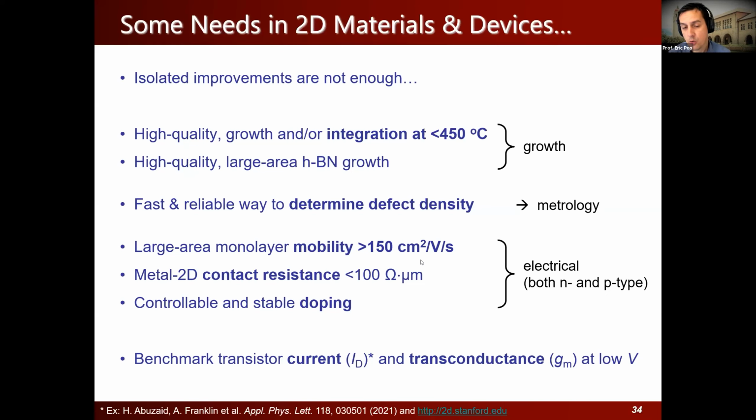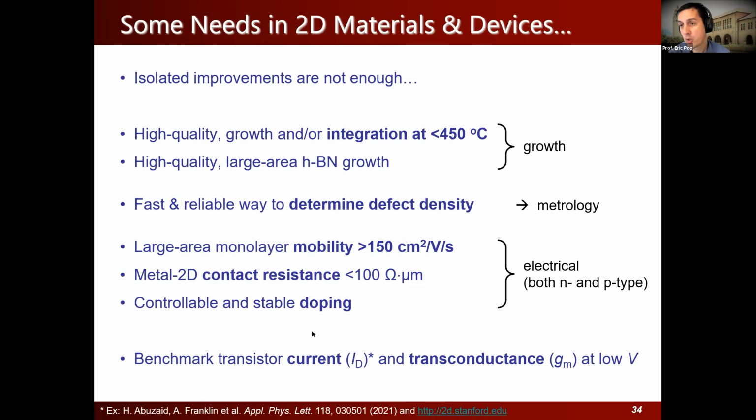The contact resistance, of course, has to be lower. About 100 ohm microns is the target that we're going for. That's ohm microns because it's adjusted by the width of the transistor. And then, of course, we want stable and controllable doping. Right now, we do have stable doping, but we don't have controllable doping. And of course, these things need to be both N-type and P-type.